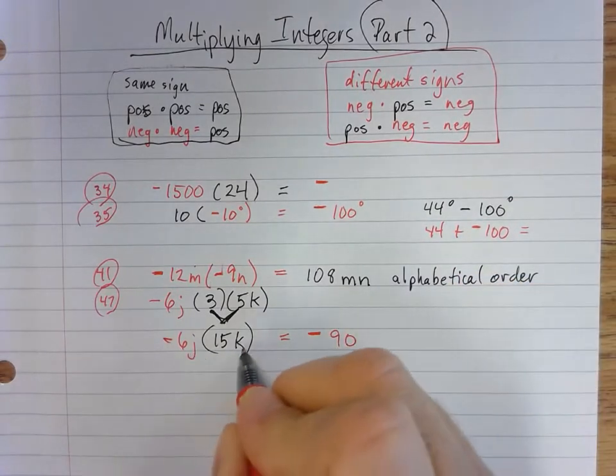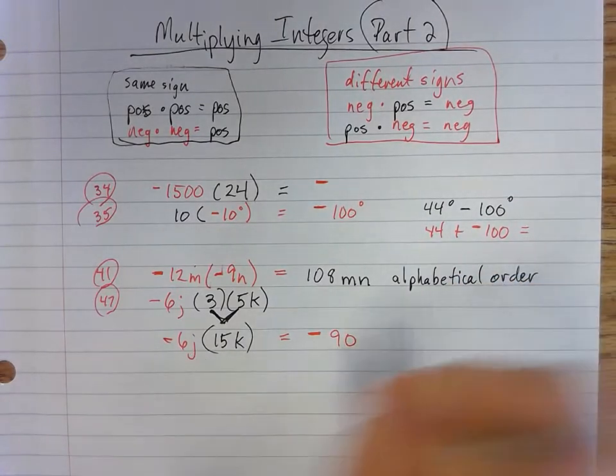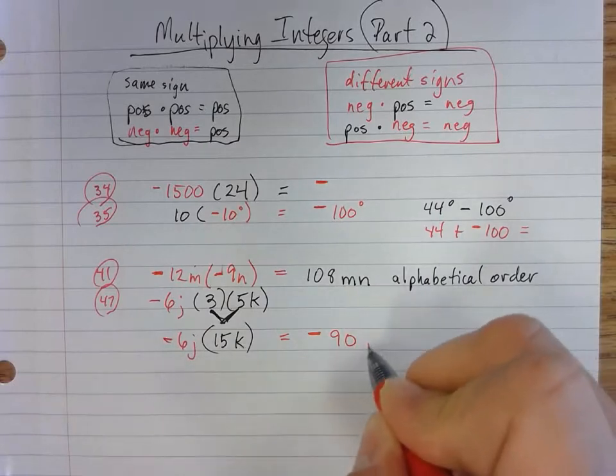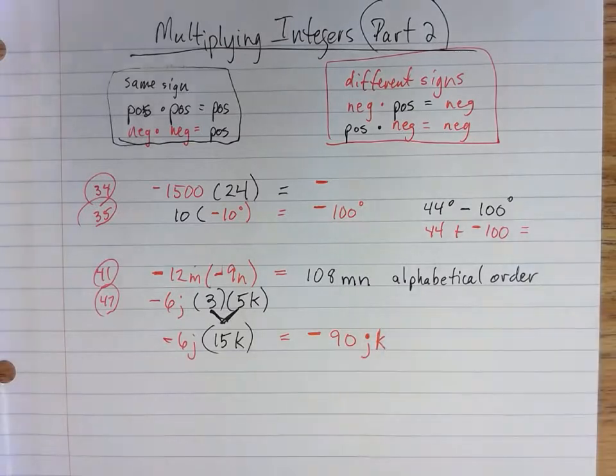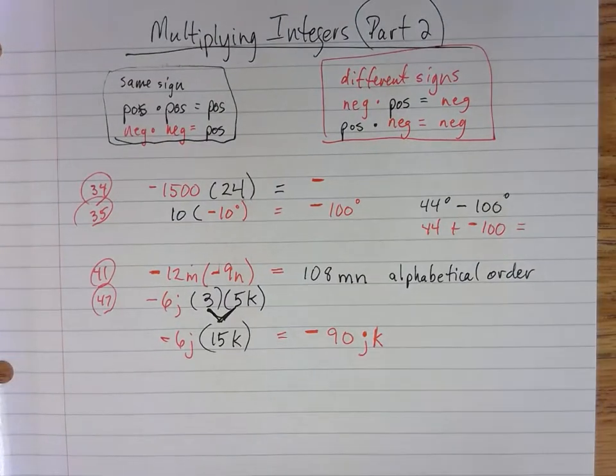And then you put the letters on in alphabetical order. Okay, put the variables in alphabetical order, so that'd be H, I, J, K. So J, K. Just like that.